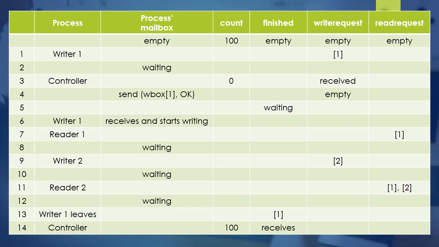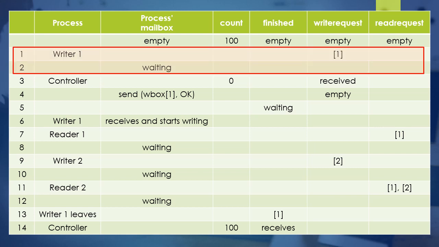Now we do a parallel trace of the code that we just saw. When we begin our trace, all mailboxes are empty and count is 100. All receives are blocking receives. All sends are non-blocking sends. Keep that in mind.